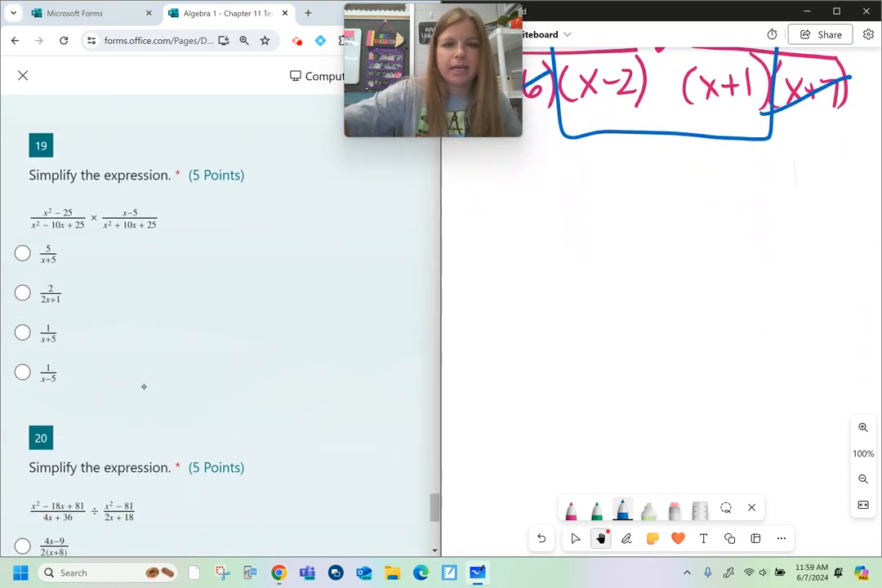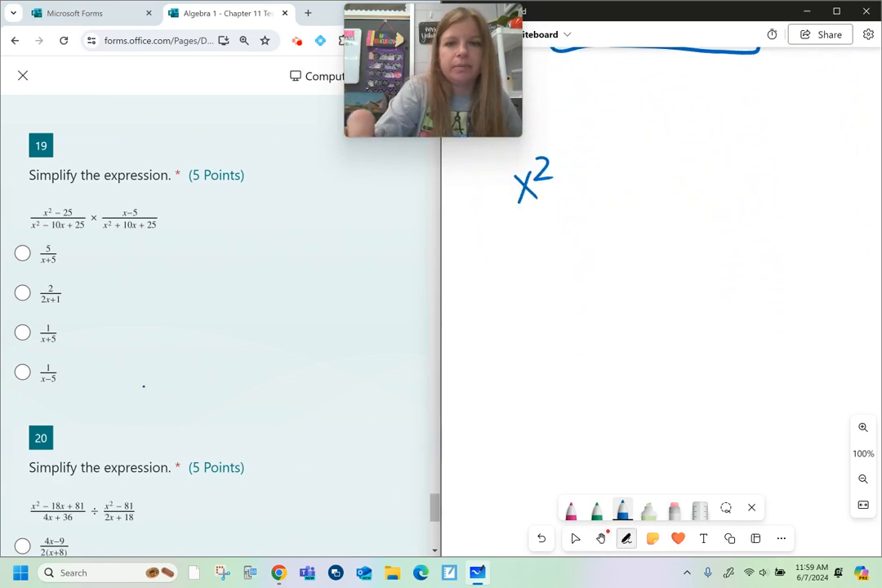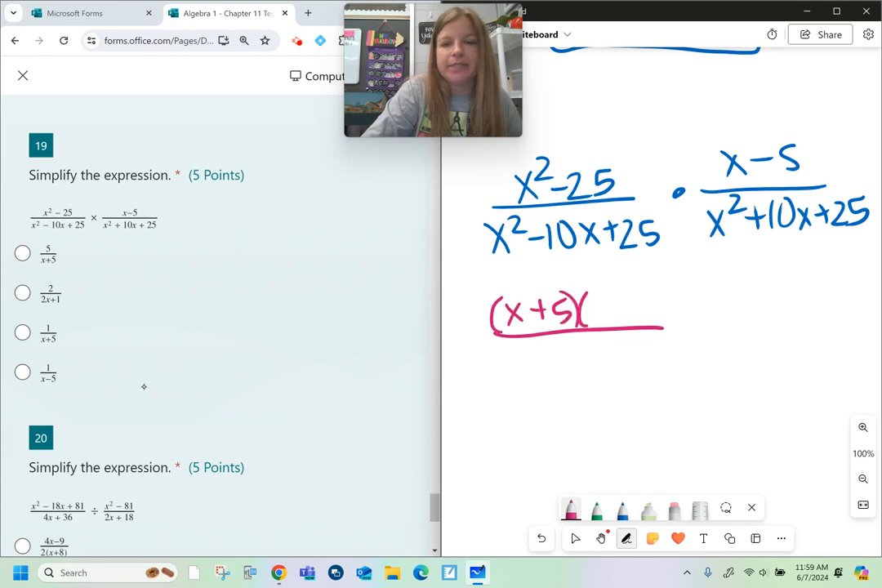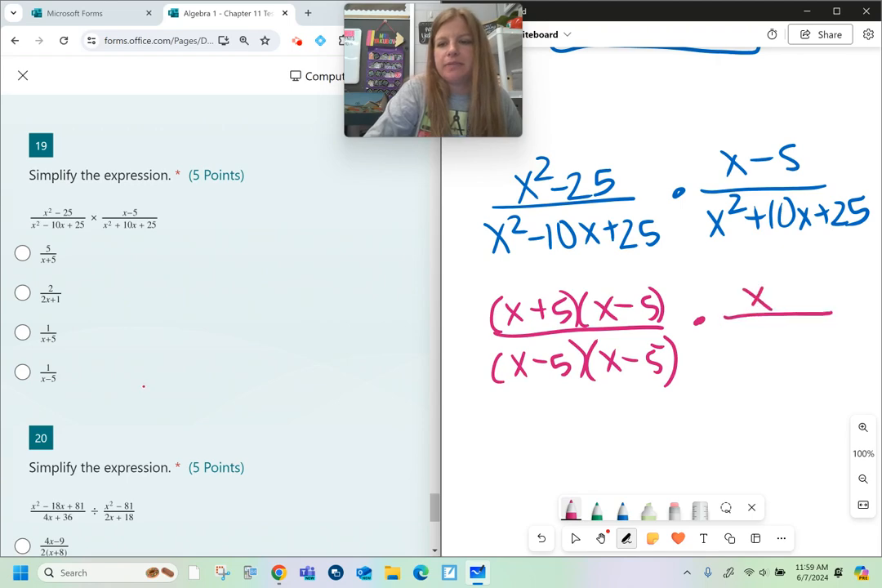Next one, same skill. Ready? So x squared minus 25 over x squared minus 10x plus 25 times x minus 5 over x squared plus 10x plus 25. Oh, lots of multiples of 5 here. Okay, you guys, first numerator, x squared minus 25. That's easy. X plus 5, x minus 5. What's x squared minus 10x plus 25? What two numbers multiply to get 25 that add up to get negative 10? They're both negative 5s.